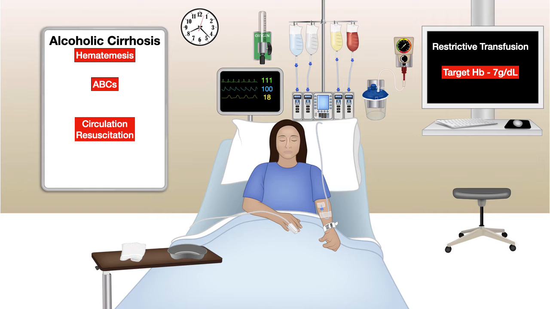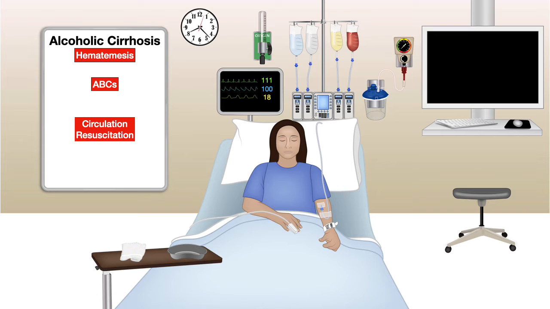If you do that, you're basically worsening the portal hypertension, and you will not be able to control the bleed with worsening portal hypertension. So restrictive transfusion to a target hemoglobin of 7 is something you have to keep in mind. Patients with cirrhosis also have some coagulopathy and may have thrombocytopenia, and these don't need to be corrected.